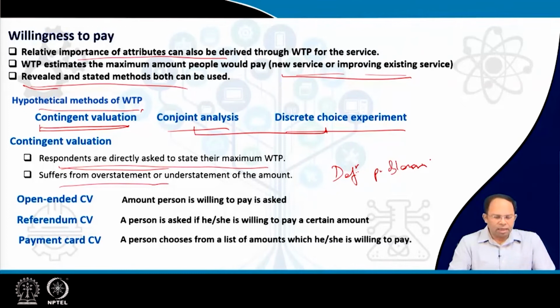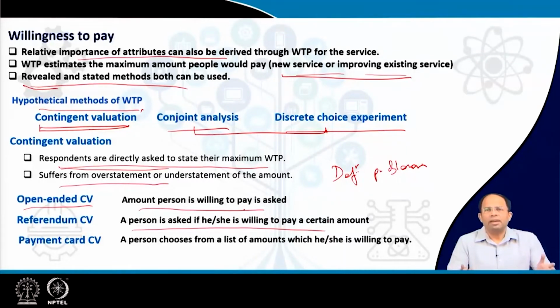The other thing is, we can do this in many ways. For example, it could be an open-ended CV. We can directly ask how much you are willing to pay. People can say a value, but again there is a chance that this may be wrong, with a lot of biases. Instead, we can ask a person if he or she is willing to pay a certain amount. That means instead of asking them to give an open answer on their own, I can give them certain values and ask whether they are willing to pay.